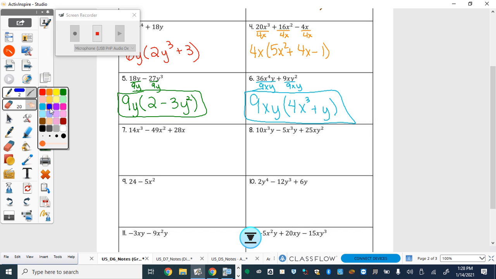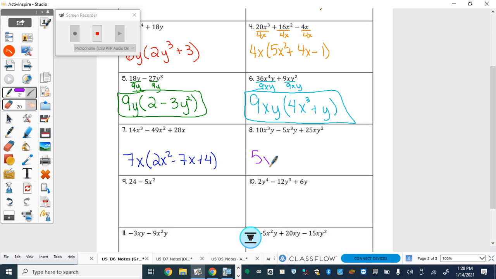14, 49, 28. So those would be multiples of 7, and then x, so that's going to be 2x squared minus 7x plus 4. 10, 5, 25, 5. X to the first, y to the first. Again, always make sure each term actually has all of those letters.